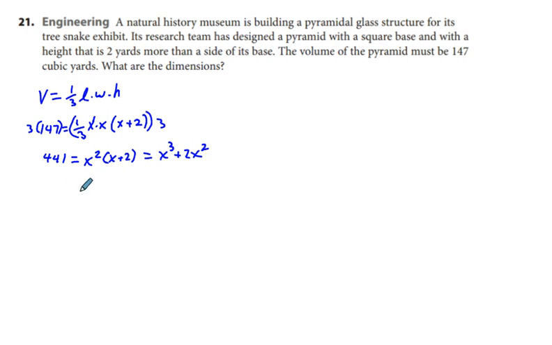And so if we subtract 441, we have 0 is equal to x cubed plus 2x squared minus 441.